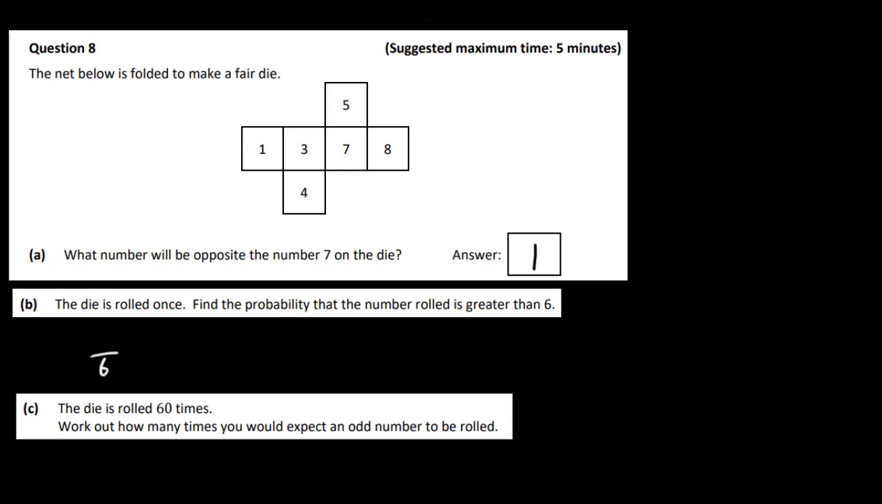And how many numbers do we have greater than 6? Well, we have a 7 and an 8. So we have 2 numbers greater than 6. So our answer here is just 2/6 or 1/3. So that's the probability that the number rolled is greater than 6.